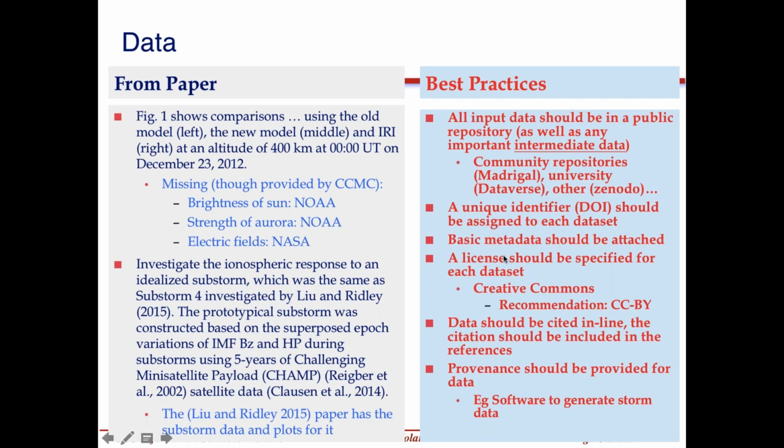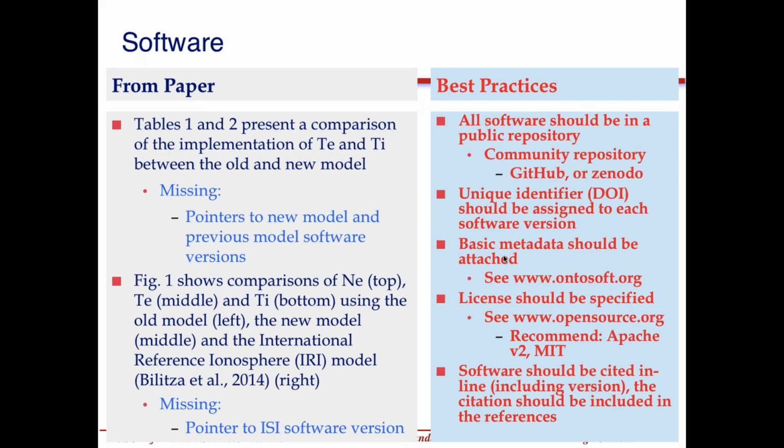There's not a unique identifier, DOI. There are no licenses. The data is not cited. So even the best practices for data are not followed. In terms of software, as I mentioned, the idealized substorm software that was used to generate it is not mentioned anywhere. The paper talks about the old and the new GitHub model, but there are no pointers to the software itself.